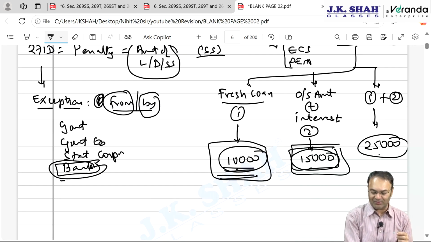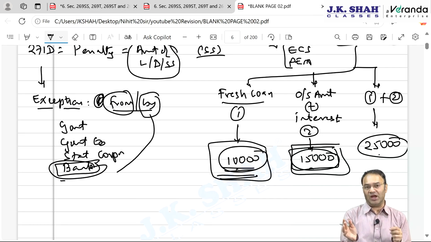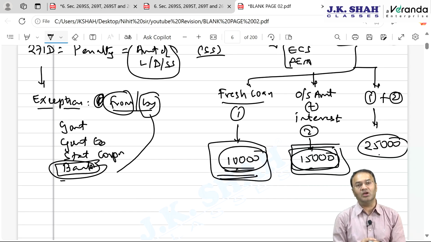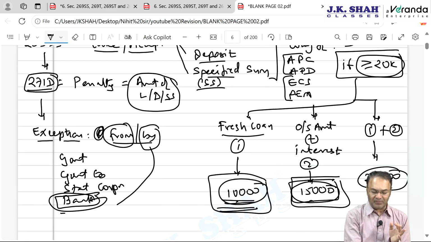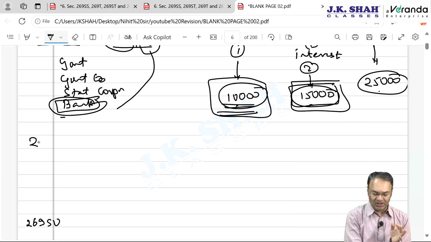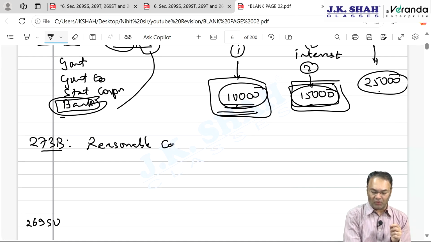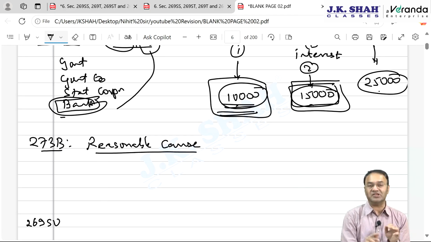Or a deposit is accepted by a bank, you have put an FD with the bank, or you take a loan from the bank, both-way transactions can be in cash even if it exceeds 20,000, or even if it exceeds 19,999. Okay. Otherwise, what will happen? There will be penalty. However, in the penalties chapter, we will discuss one section, section 273B, which says that if there is a reasonable cause, then no penalty. If there is a reasonable cause for the violation, then penalty will not be levied. But what is a reasonable cause, or whether the given cause is reasonable or not, that is difficult to decide. That will be decided by the court if the AO does not accept it.